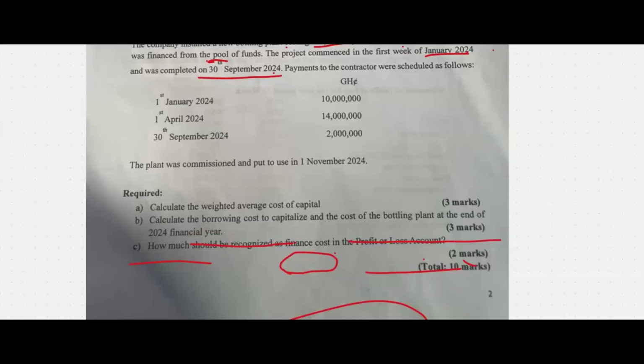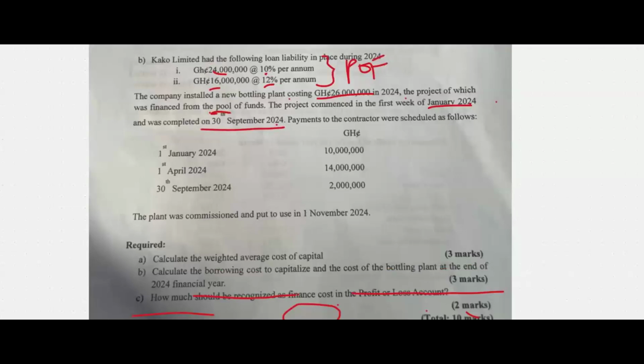So pay attention. Now here it says that we've known the construction phase, right? The construction phase is from January to September of the same year. So January to September gives us how many months? 9 months. There's the construction phase. We are now computing the borrowing cost, so we need a construction phase.